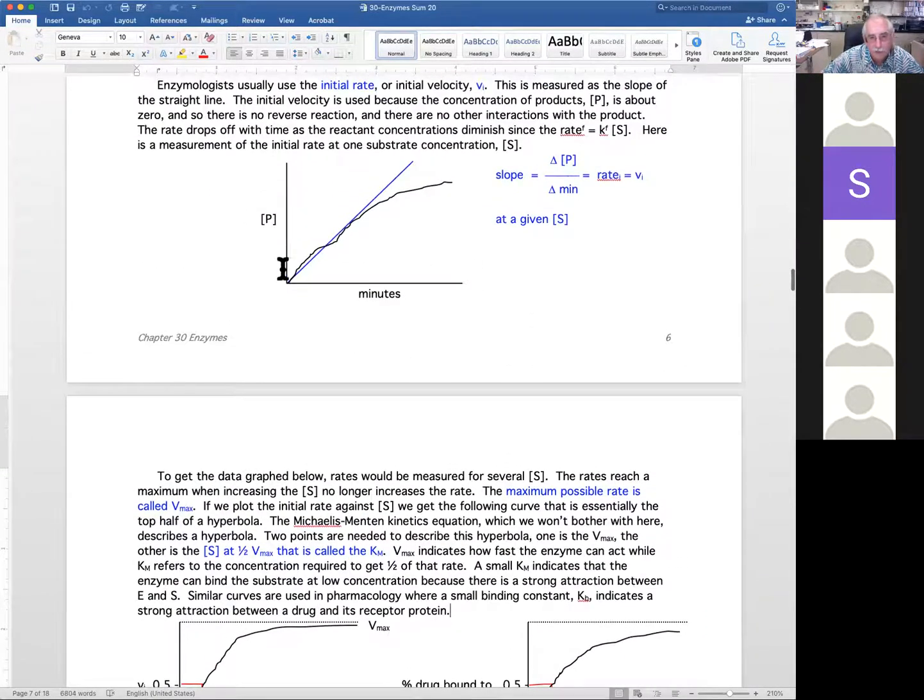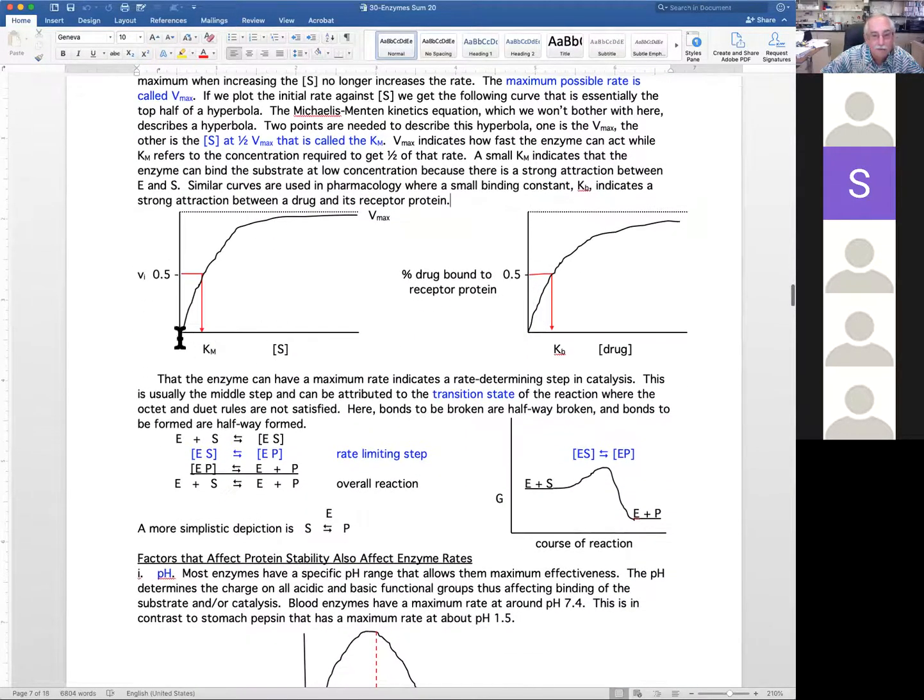So here I took one rate. I took this rate at a given concentration of substrate. If I did it at a higher concentration of substrate, I'd get a faster initial rate. And I would get a lower rate if I did it at a lower concentration. So I take the slopes of all those and I plot the rate against what substrate concentration I was using. And I get this kind of a curve right here.